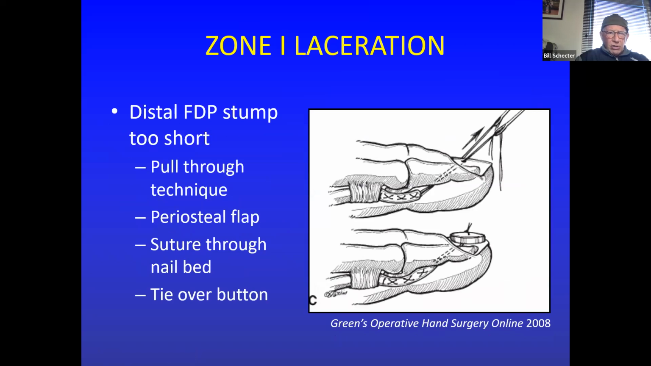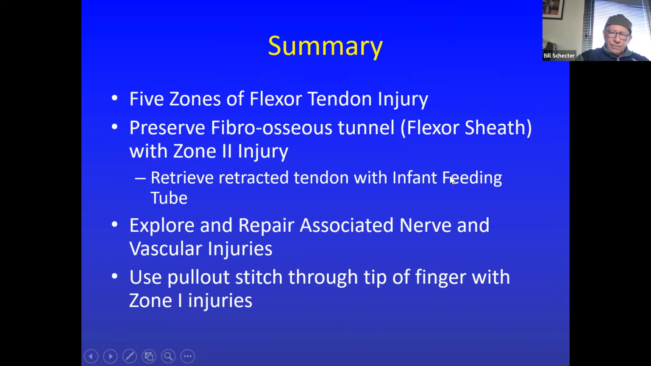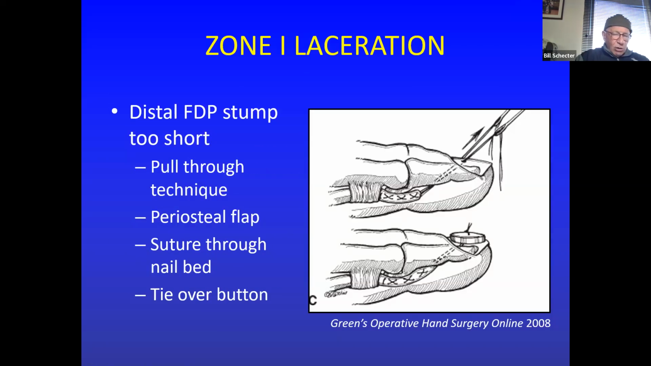You're going to hold the tendon in place with the hypodermic needle. Now, the problem with zone 1 injuries is you frequently do not have enough distal tendon left to get a good purchase. So you can't get a good purchase. So what are we going to do?